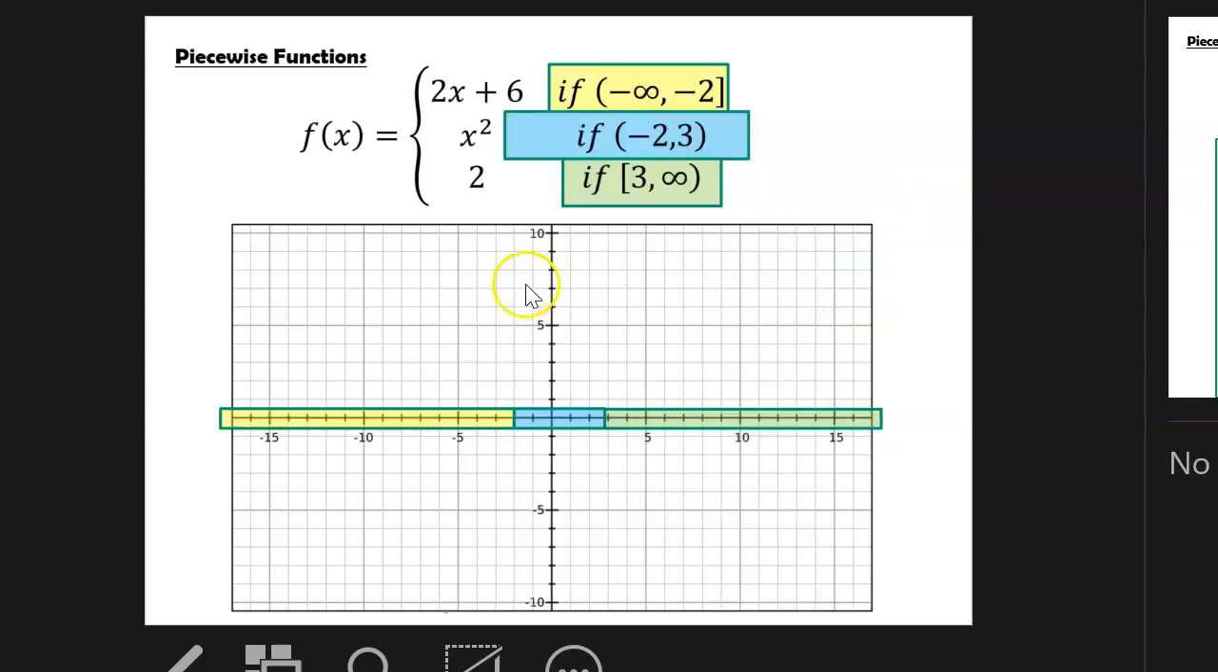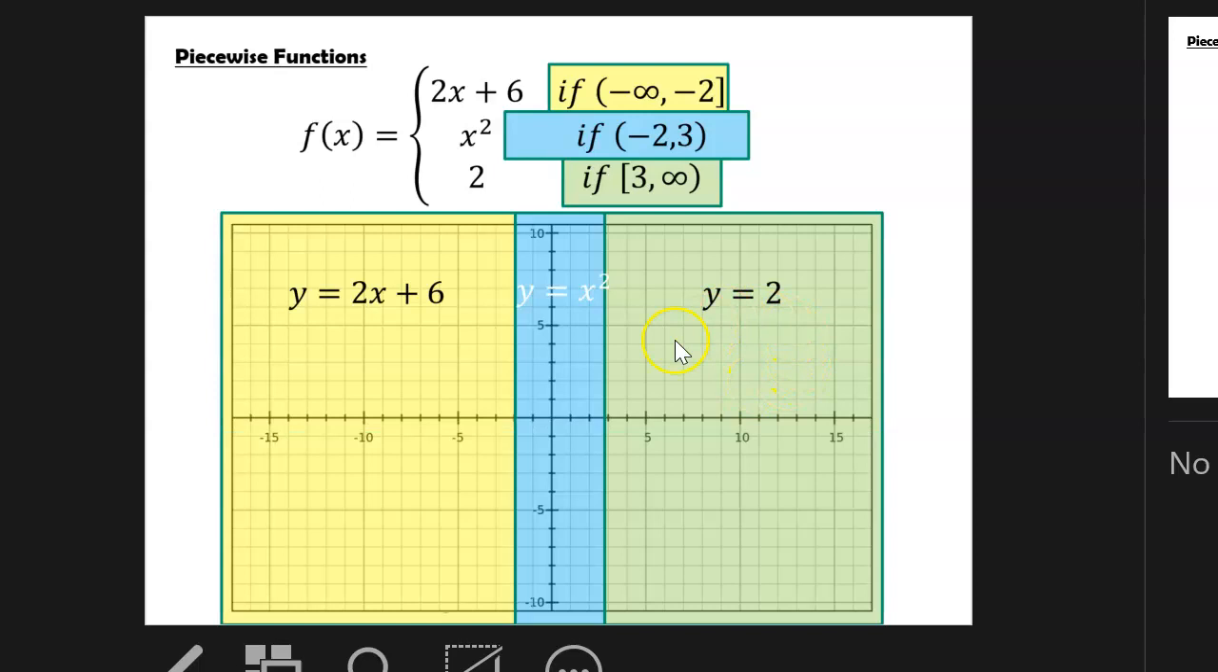So really what we have is 3 certain rules for 3 specific sections of the domain, and what that looks like graphically is I'm going to graph the function y equals 2x plus 6 in this yellow portion, or in this specific domain. I'm going to graph the function y equals x squared in this little section of the domain, and I'm going to graph the line y equals 2 only in this section of the domain.